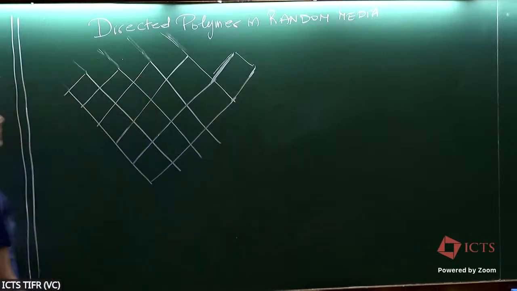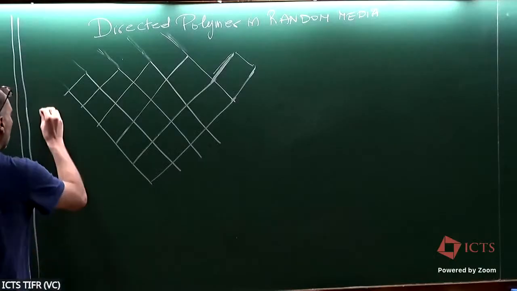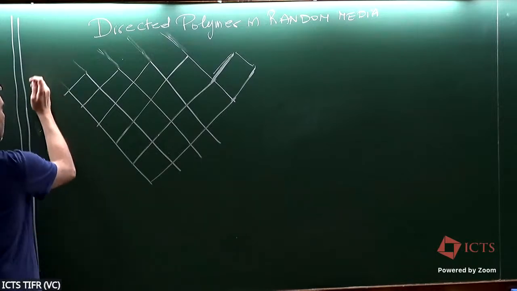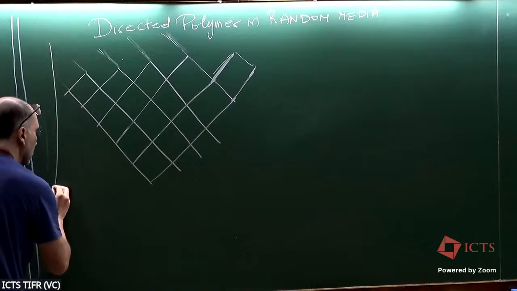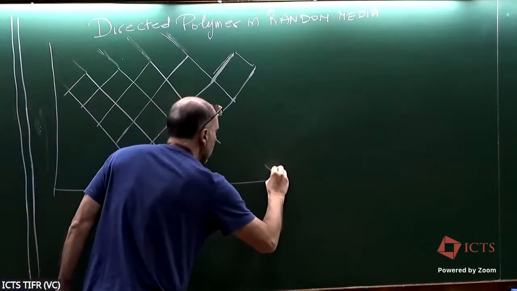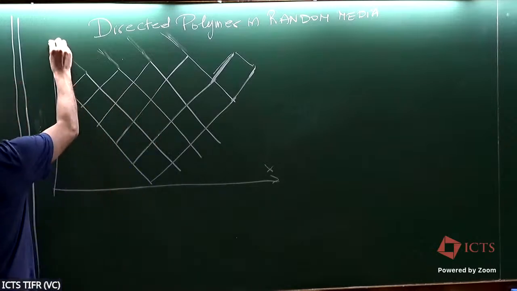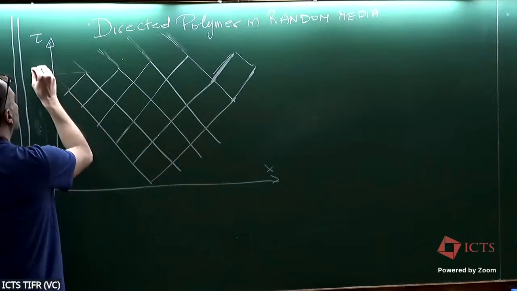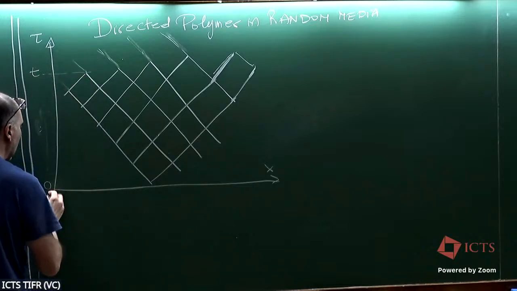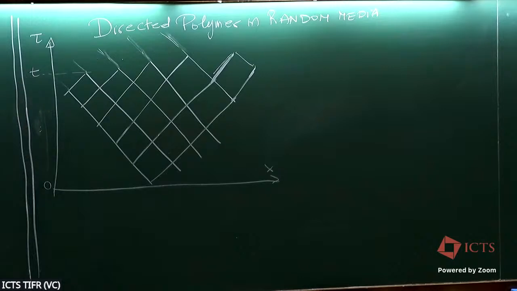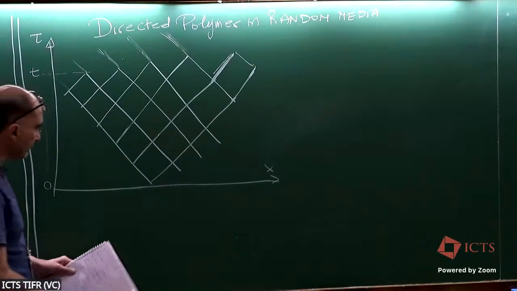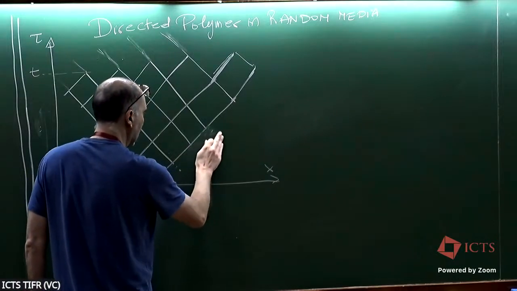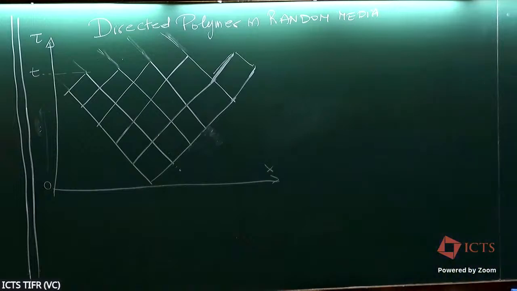So here you have what you call the time. Let me do this: x is the position, and this is tau, the time. Let's say that we are going from the time tau equal to 0 to the time tau equal to t. And this lattice is so strange because we want to make the model as simple as possible.